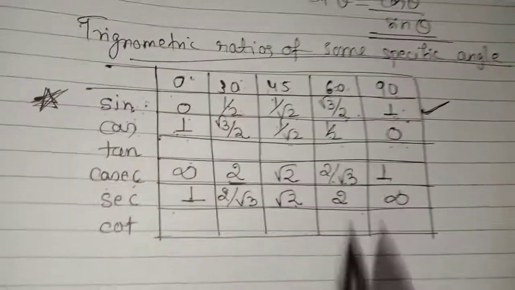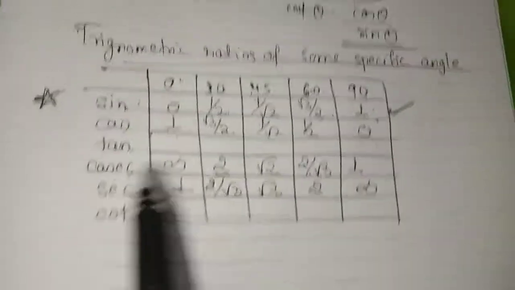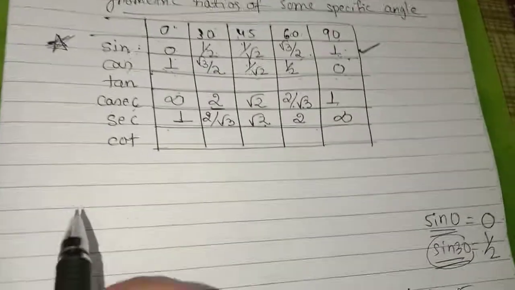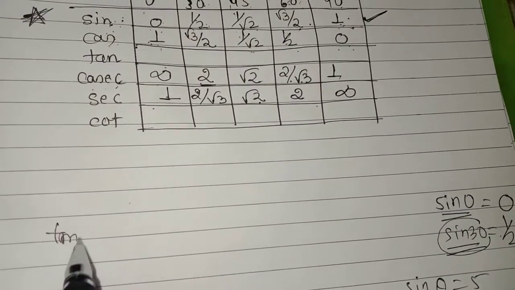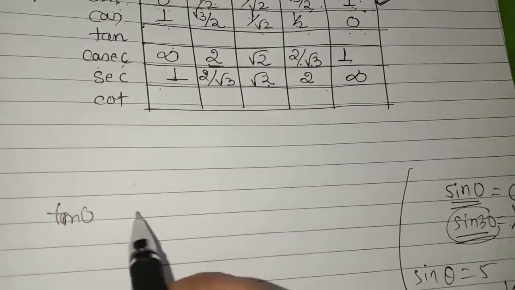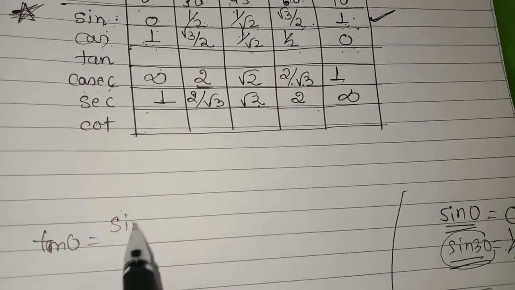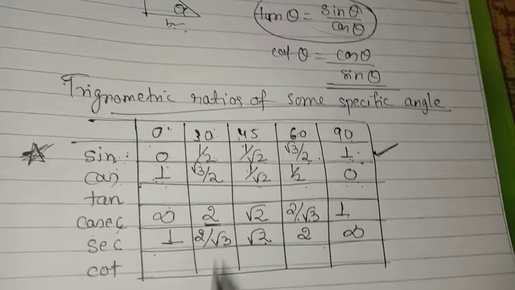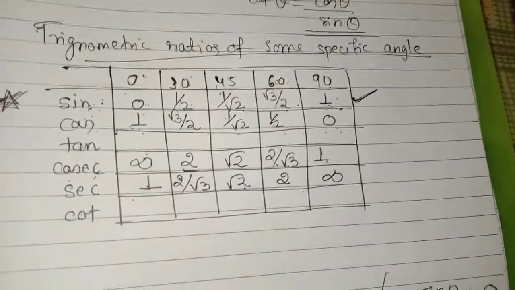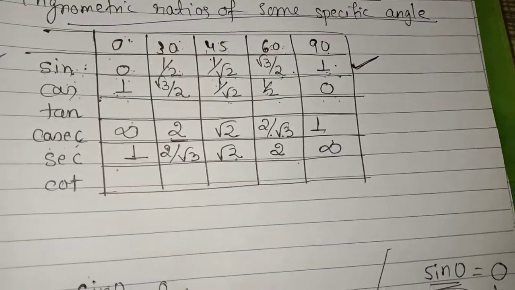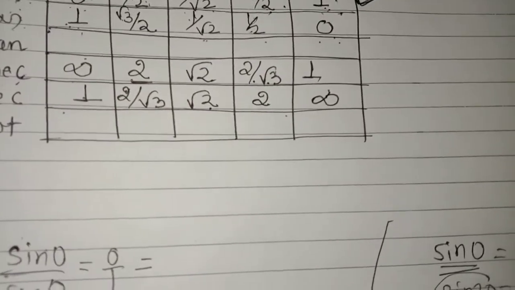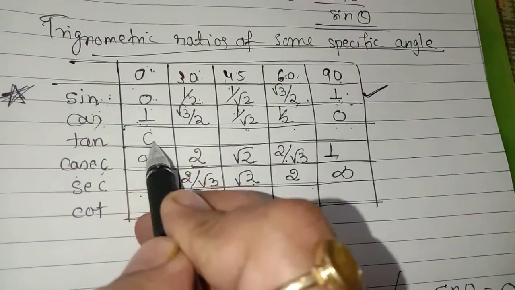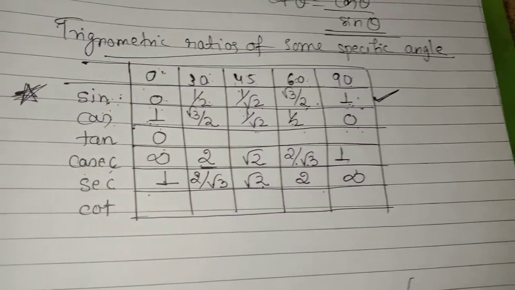Sure? So what is the remaining now? Tan and cot. For tan, I just explained you the relation. Tan is sin theta upon cos theta. So if I am going for tan 0, tan 0 means what? Sin 0 upon cos 0. Theta means the value of angle. What is sin 0? 0. So 0 by 1 is what? It is 0. So I will write here 0. Clear? So tan 0 is 0.